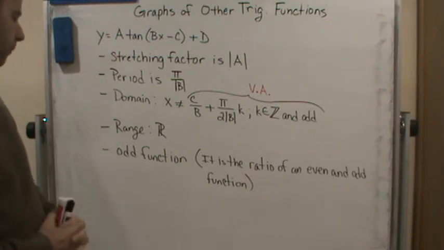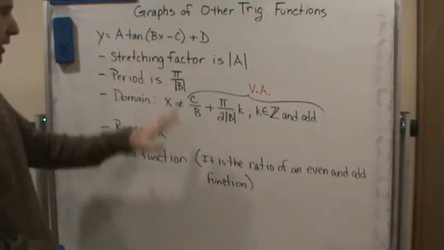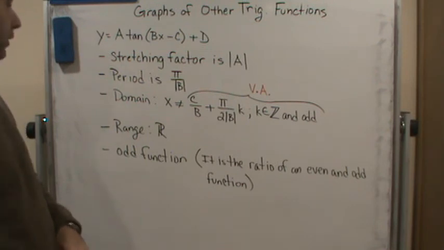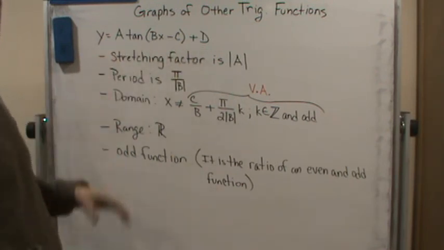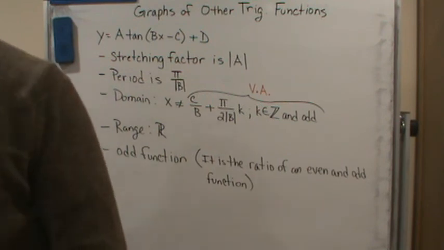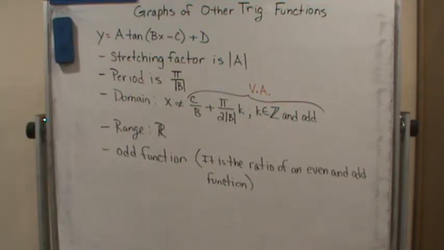Okay, and that's really it. Those are the characteristics that you want to be able to know and are going to help you basically graph a period of a tangent function. And so now we're going to do an example.